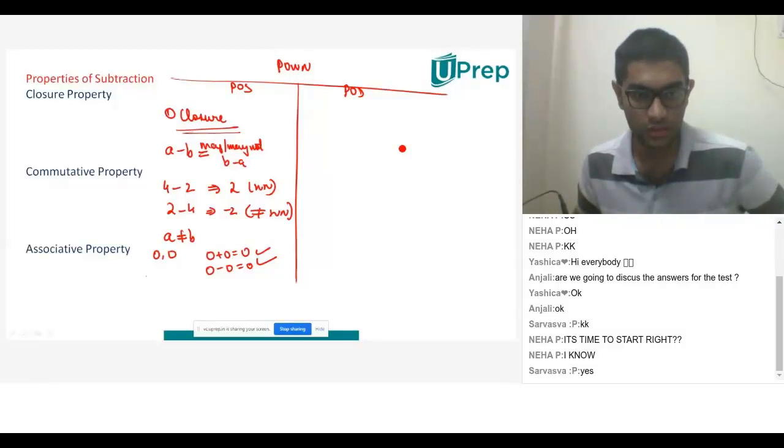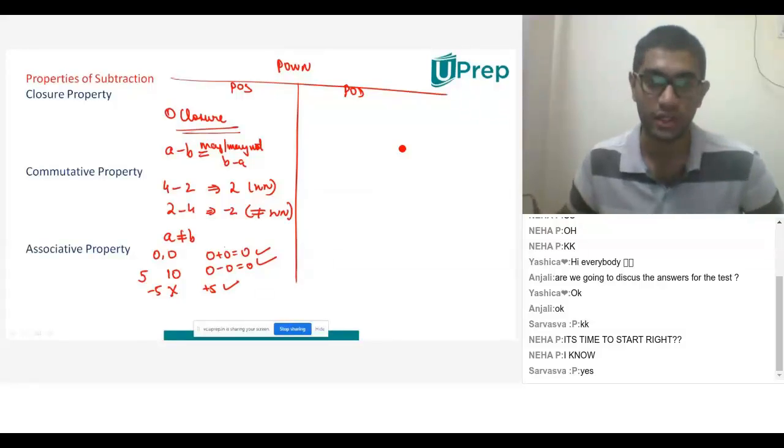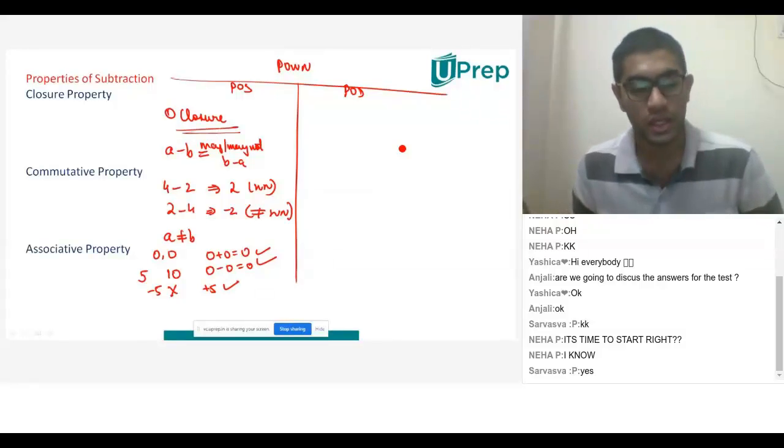So say A is 5 and B is 10. Alright. So 5 minus 10 is giving us minus 5, which is not a whole number. But 10 minus 5 is giving us a plus 5, which is a whole number. So that is what the property says. A minus B and B minus A.